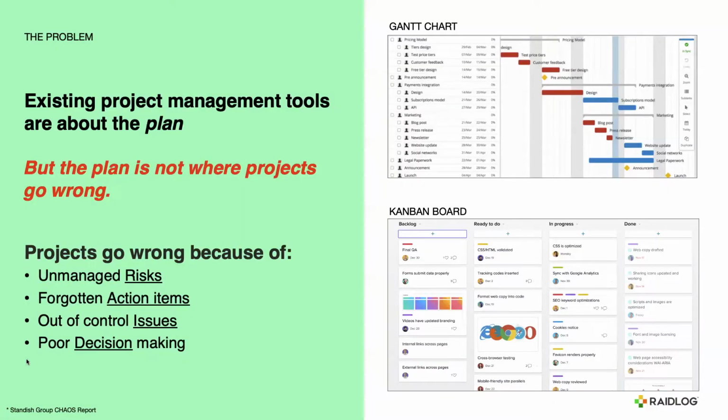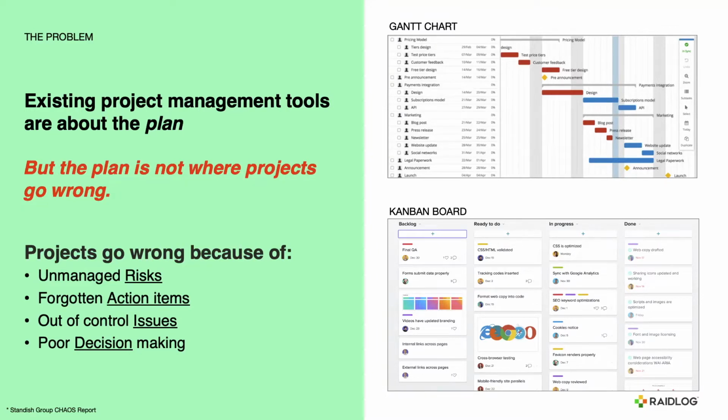RAID, short for Risks, Actions, Issues, and Decisions, is critically important for successful project management. While other project management tools focus on the plan, that's not where projects actually go wrong. Projects run into problems because of unmanaged risks, forgotten action items, out of control issues, and bad decision making.